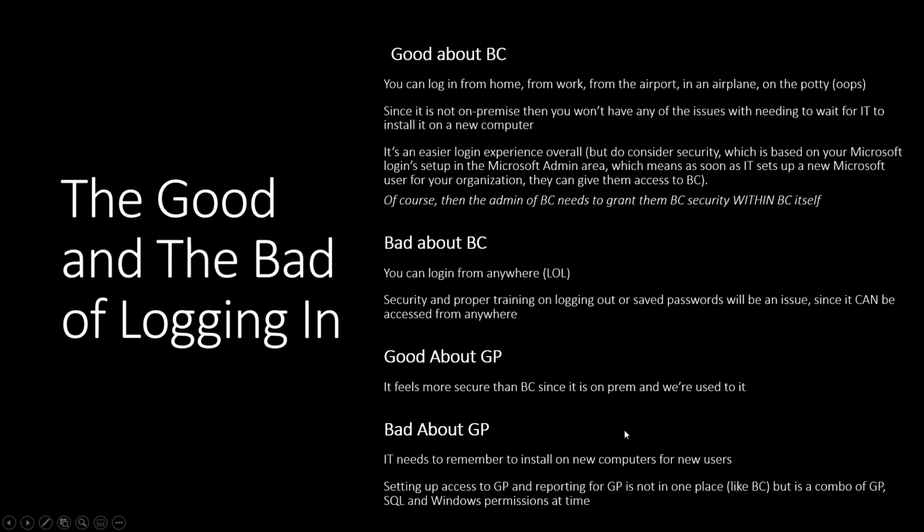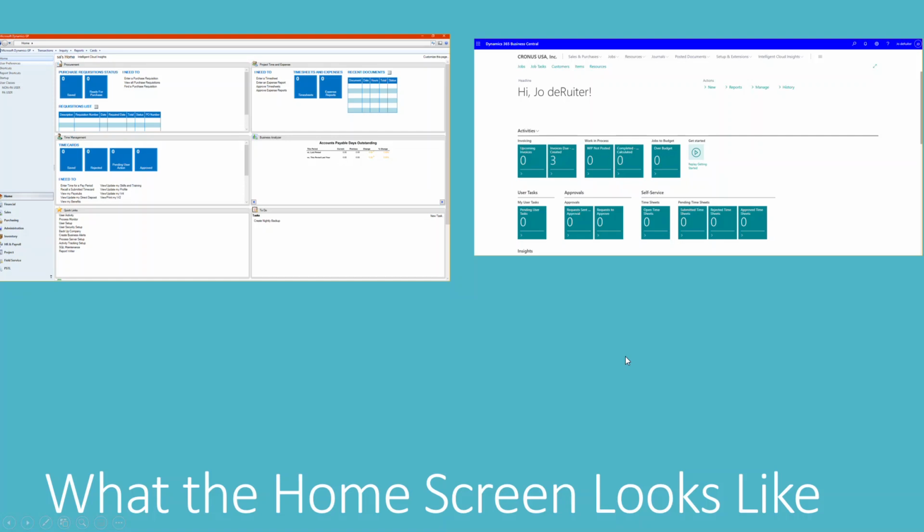So again, setting up access to GP and reporting, it's not all in one place, kind of like BC, but it's a combo of GP, SQL, Windows permissions, tons of stuff like that. So there's a huge difference with security and that kind of thing. So let's take a look at a comparison of the home screens.